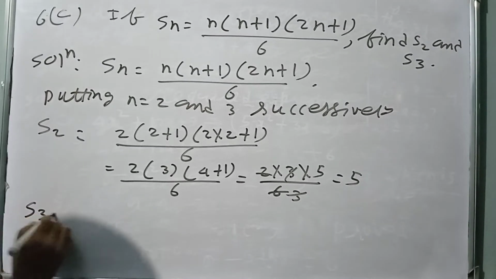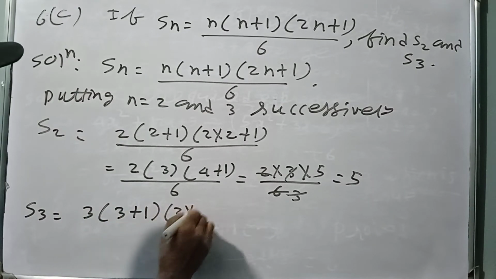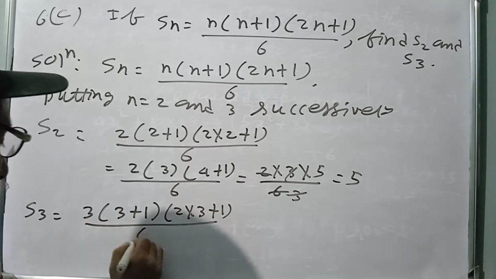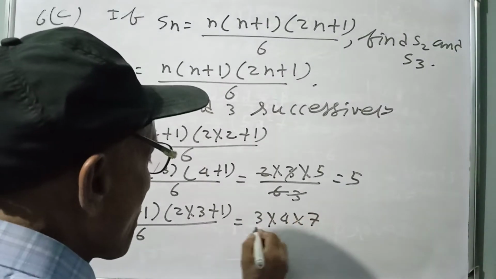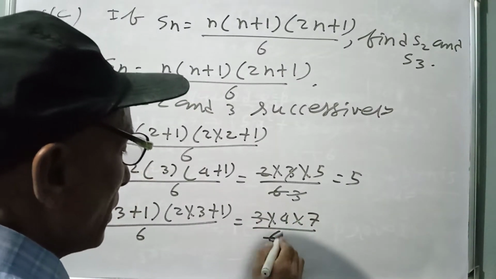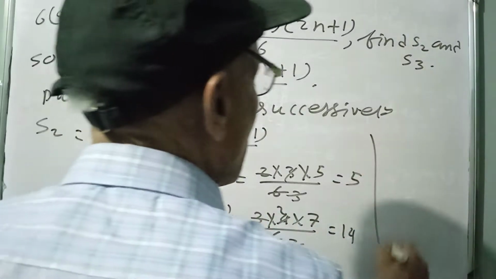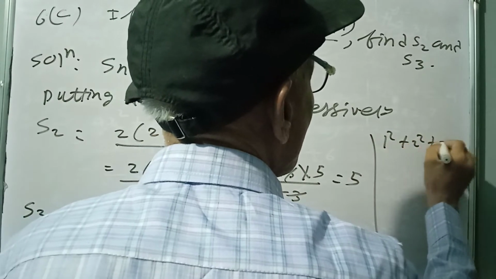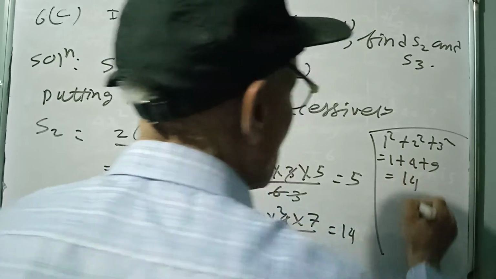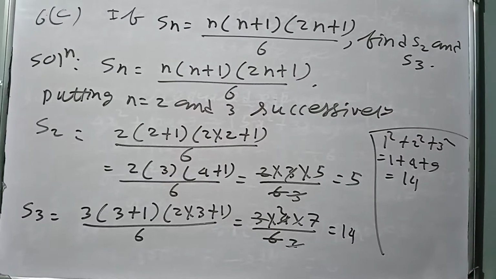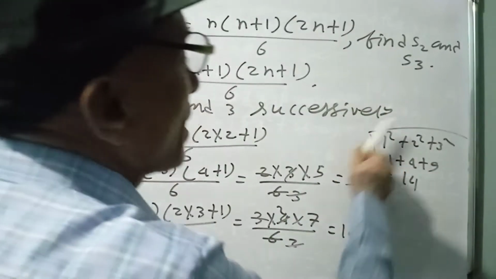And S3, put n equal 3: 3 into 3 plus 1, 2 into 3 plus 1, upon 6. Directly, 3 into 4 into 2 times 3 is 6 plus 1, 7, over 6. 3 times 2 times 7 is 14. Check: 1 square, 2 square, 3 square, 1 plus 4 plus 9 is 14. It is correct.